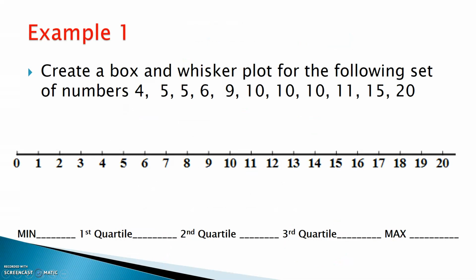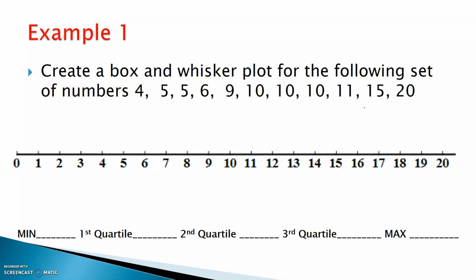Okay, so example one. I want you guys to write down the list of numbers. Be very, very careful. We have 4, 5, 5, 6, 9, 10, 10, 10, 11, 15, 20. The very first thing we have to do is make sure they are in order. If I want to create a box and whisker plot, they have to be in order. I was nice enough to give that to you guys.